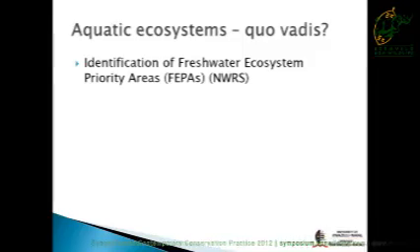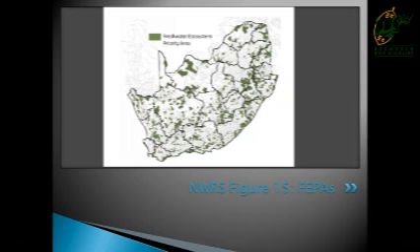Where do we go in respect of aquatic ecosystems? Now, one of the aspects of the National Water Resource Strategy that is very interesting is the identification of what the authors of that strategy called freshwater ecosystem priority areas, or as they refer to them by the acronym FEPAs. In the strategy, these green dots are the so-called freshwater ecosystem priority areas. There are a whole lot of interventions that are suggested in respect of protecting these areas.